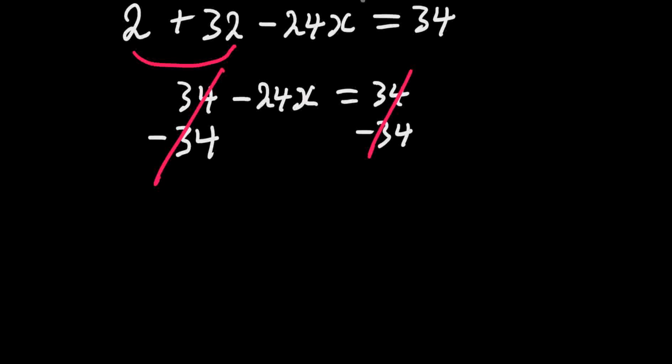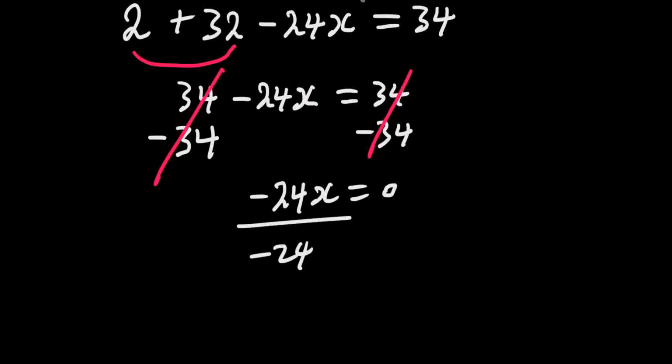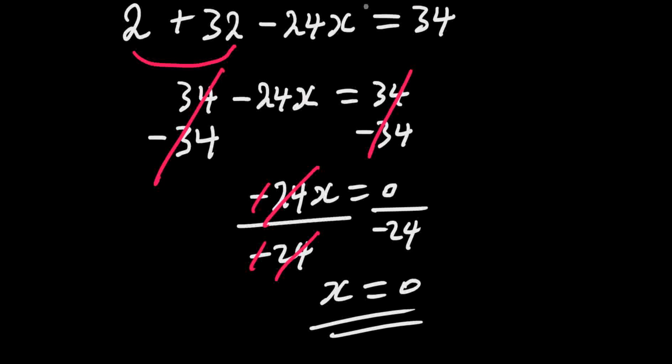So now we have -24x equals 0. And now we divide by the coefficient of x, -24. The negative is going to cancel the negative from here, 24 will cancel 24. And 0 divided by -24 is 0. So x equals 0. So this is the answer to this question. I hope it makes some sense. All right, let's move on.